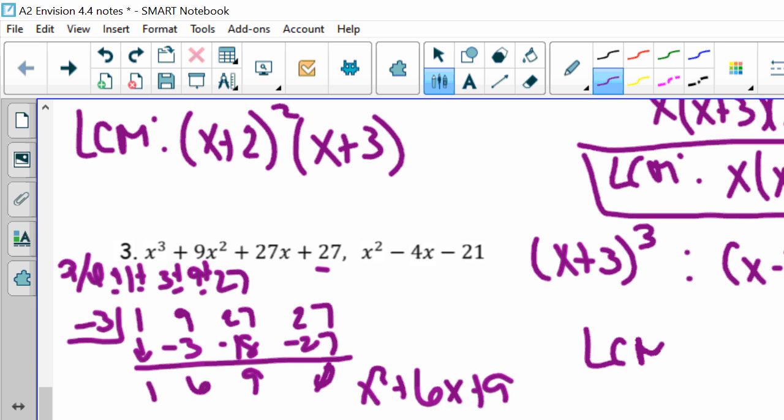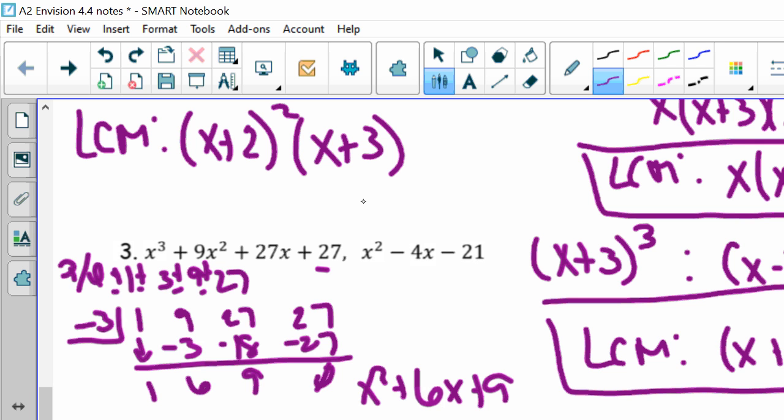So my LCM, everything the first one had, I need the entire x plus 3 quantity cubed. Move to the second one, I need an x minus 7. I don't have to write down this x plus 3 because I already have 3 of them cubed written down.